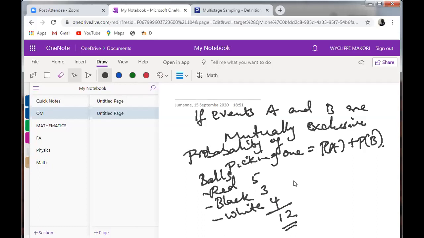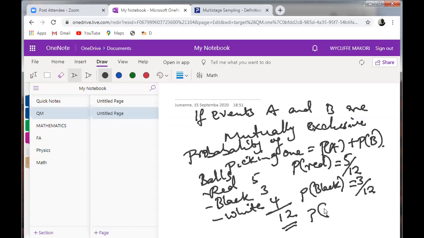If we have got 12 balls in that bucket, the probability of red is actually going to be 5 over the total. So it's going to be 5 over the total, which is 12. The probability of black is going to be the number of black, which is 3 over the total, which is 12. The probability of picking white is going to be the number of white balls over the total, which is 12. So the probability of white is going to be equal to 4 over 12.